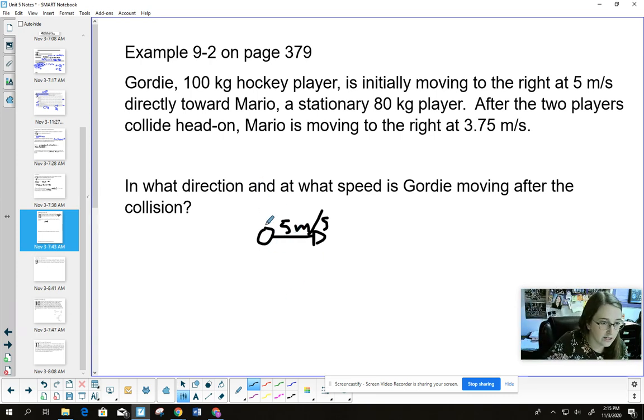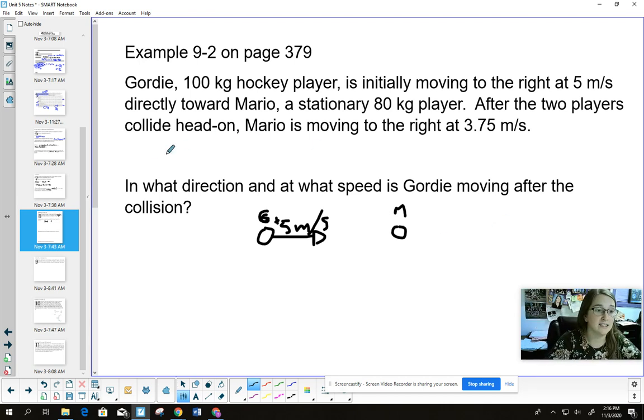Okay, so Gordy here is traveling to the right at 5 meters per second directly towards Mario. So I'm going to call this Gordy and I'm going to call this Mario. It is really important that you label the directions, because we're now dealing with vectors again. We haven't dealt with vectors in a while because energy was not a vector. We have to call a direction positive and a direction negative. You don't have to, but I'm going to call Gordy a +5, which means going to the right is positive and traveling to the left is negative.